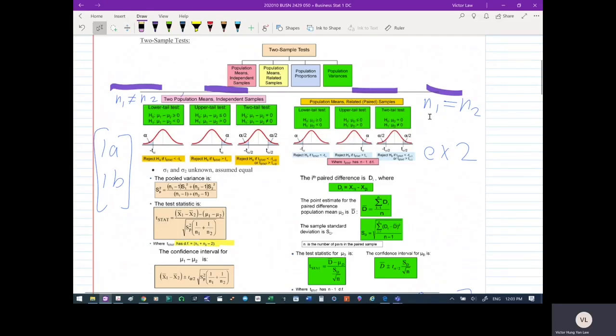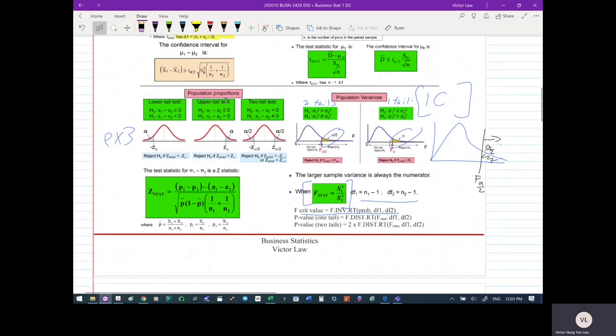The third situation is when we have population proportion. Proportion is just your percentage. So whenever we see percentage and we have two groups of percentage, then we know this is proportion. The last one is population variance. When we're looking for variance, then we know that we're in the fourth situation.